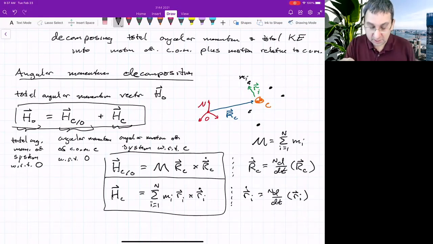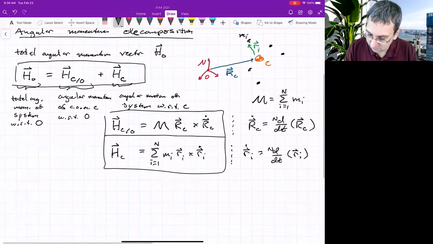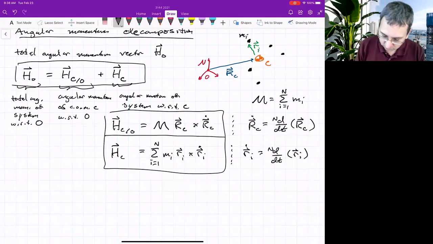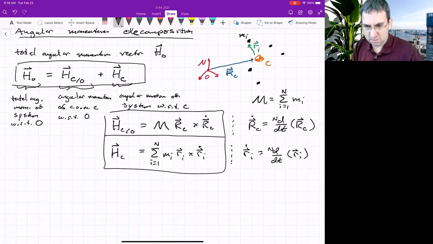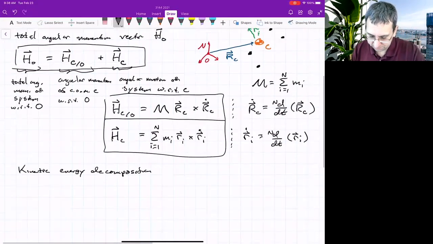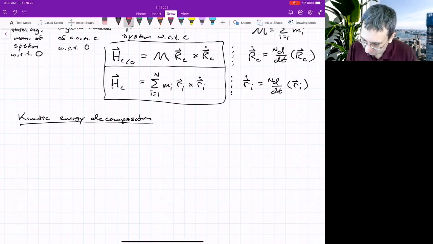We could do the same sort of decomposition of the total into something of the center of mass plus relative to the center of mass for the kinetic energy. So let's do that. Total kinetic energy decomposition. Same sort of picture as up above: an inertial frame with the origin O, the center of mass, and particles.